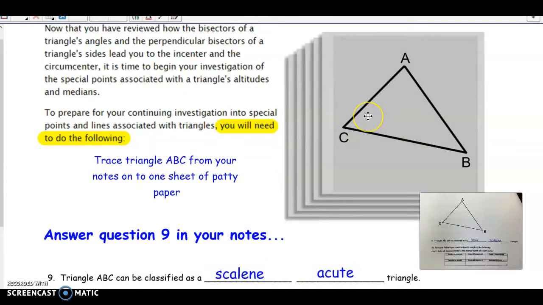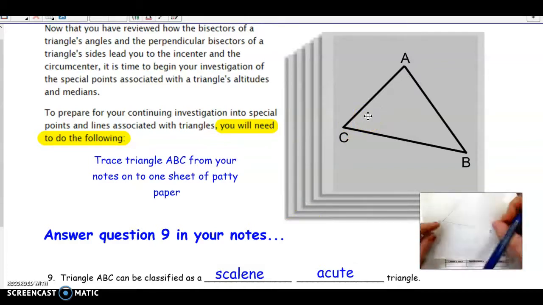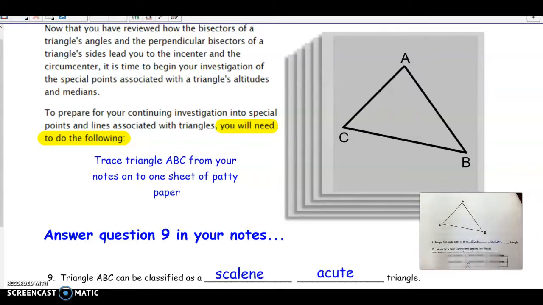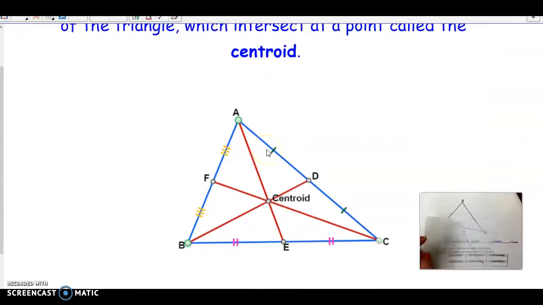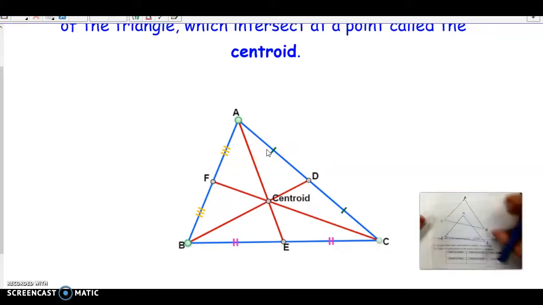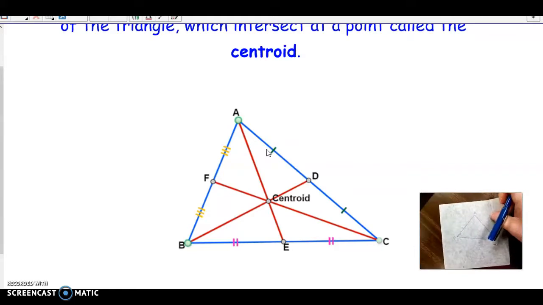So what you're going to do with this triangle is you're going to use one of your 7 sheets of patty paper and you're going to trace this triangle. And so you can pause this video now and go ahead and trace that triangle. So what we're going to do is we are going to fold the centroid by folding the 3 medians of the triangle.